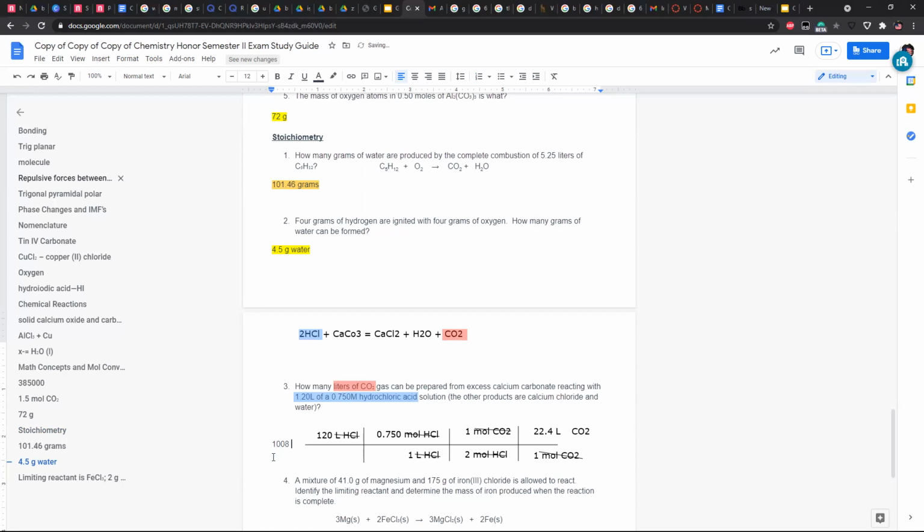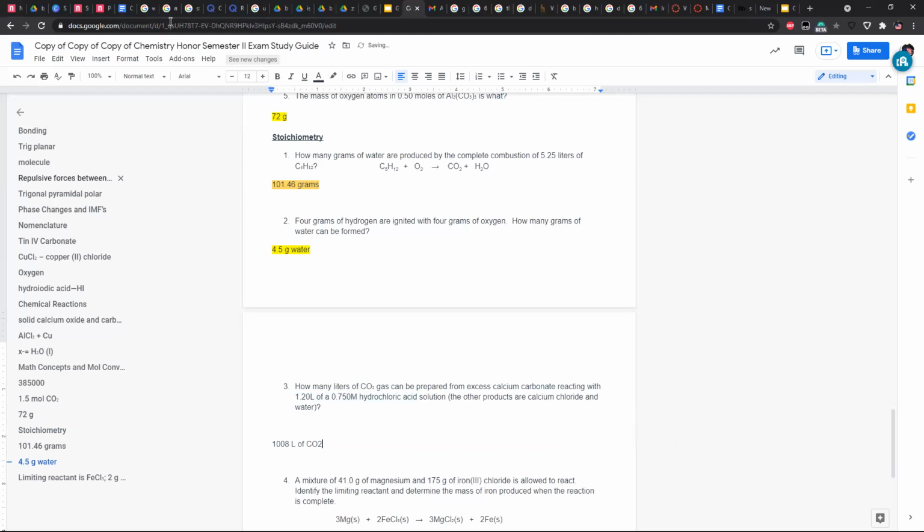But let's see if it won't let me annotate anymore. Oh, there we go. All right, there we go. Any questions? Nope. Cool. All right.